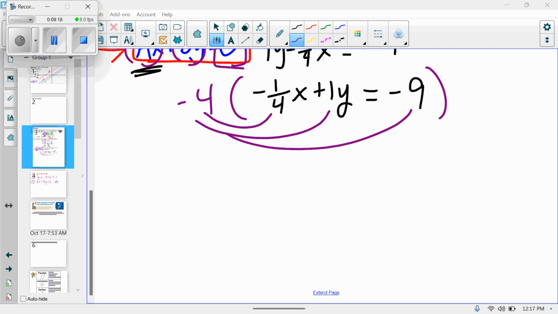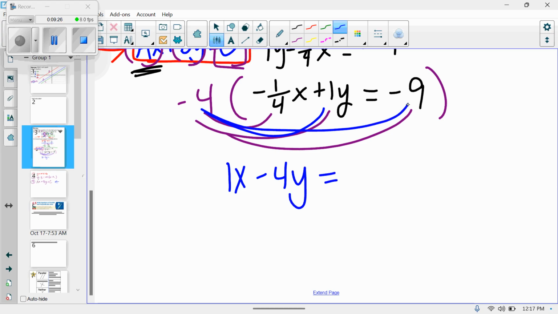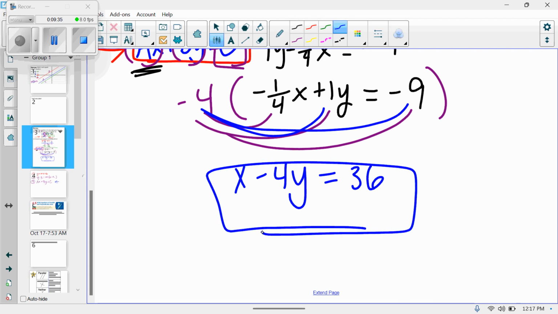So -4 times -1/4 should have given you +1 x. -4 times 1 is -4 y. -4 times -9, +36. We don't have to have this one there. You can if you want, but we don't have to. Okay, that now is finally our final answer.